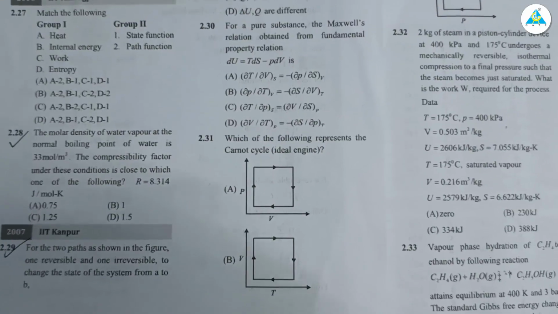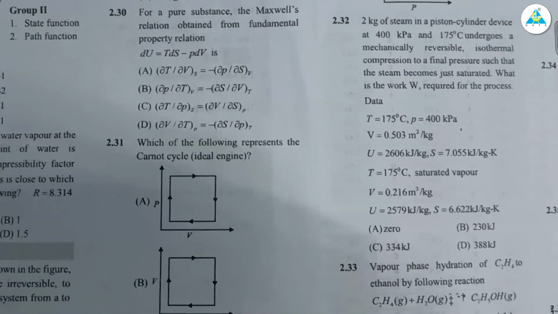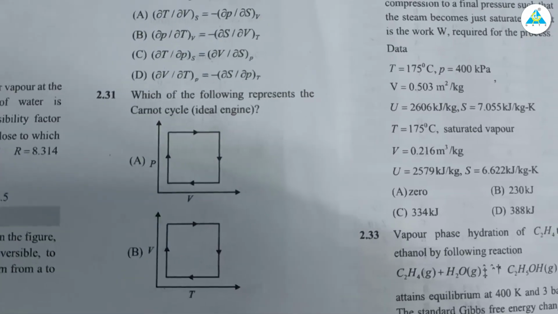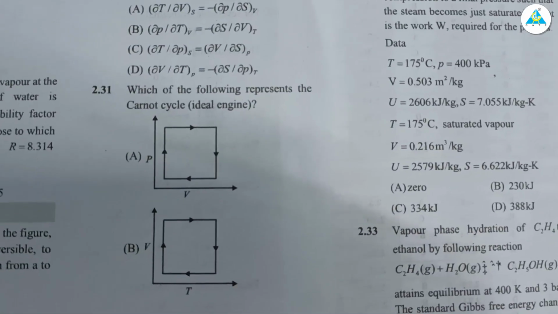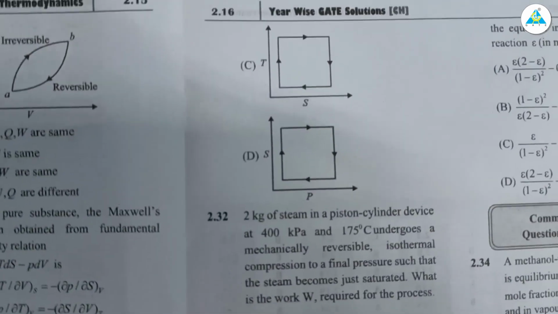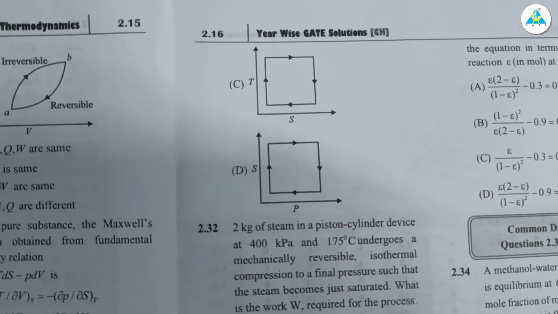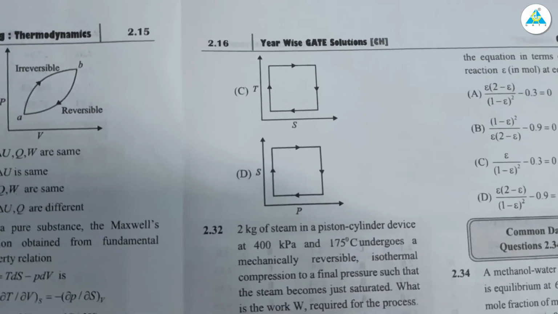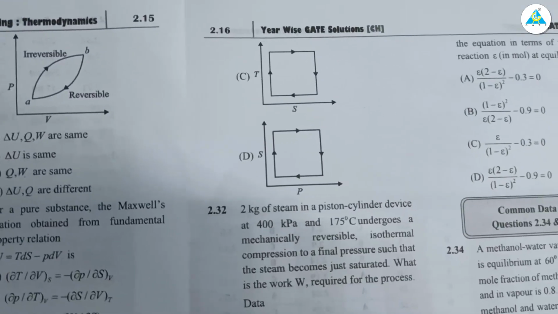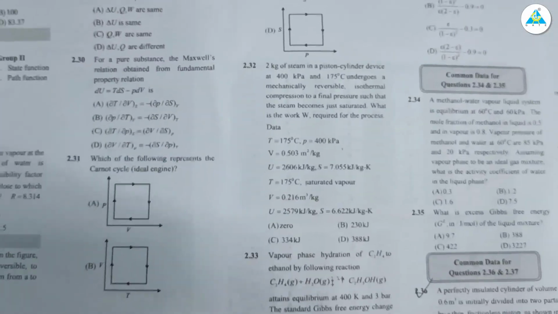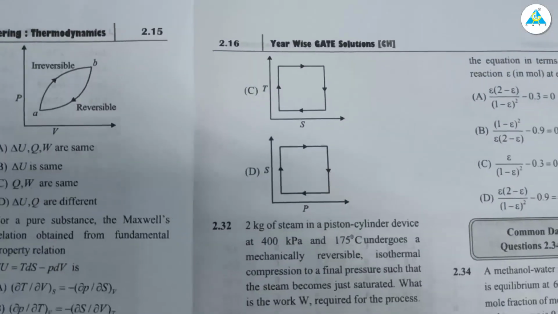The next question is from 2007. Which one of the following represents the Carnot cycle ideal engine? Right, so you know it is a PV diagram, a TV diagram, and options C and D are these. So a TS diagram is there, and you can see the diagram of TS. So obviously, which will be the answer? Your answer will be option C. Just now we have discussed in the class, right? That is the TS diagram of a Carnot engine. Clear? I hope option C is the correct answer.